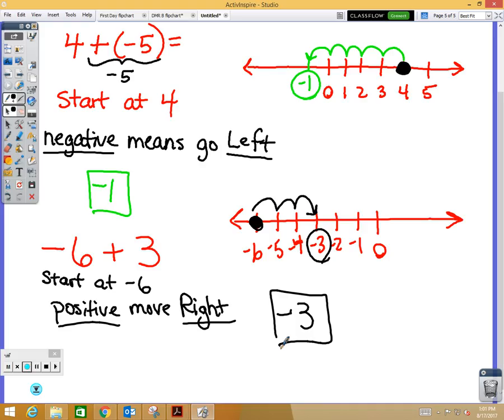Raise your hand if you did this way in 6th grade. You probably all did. You just maybe don't remember.